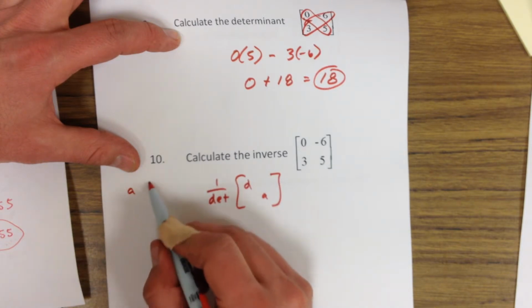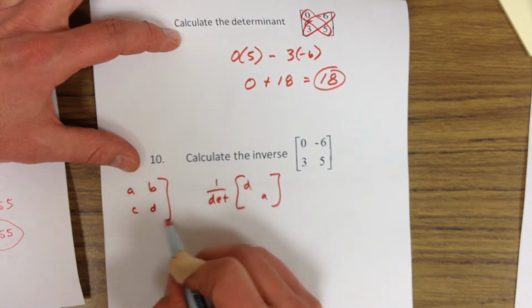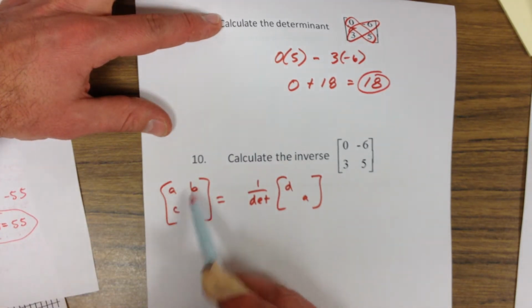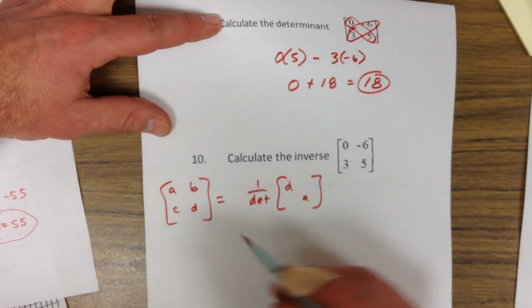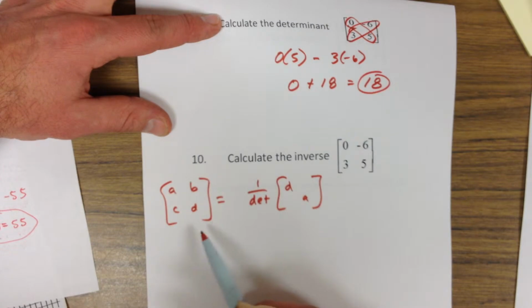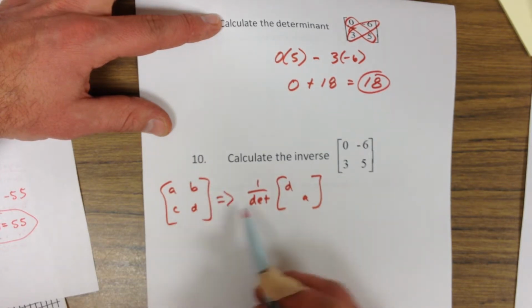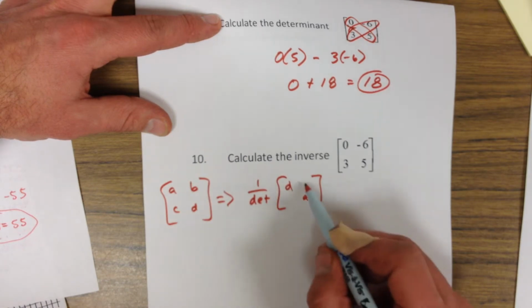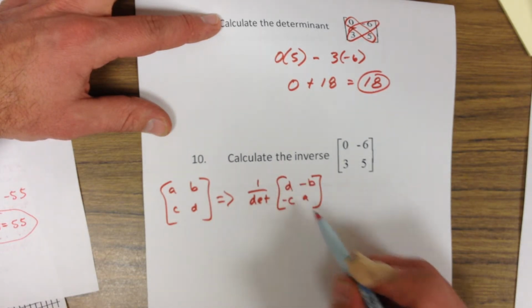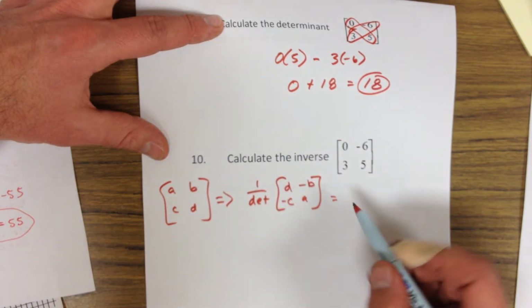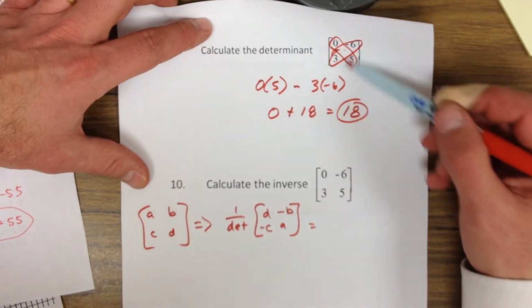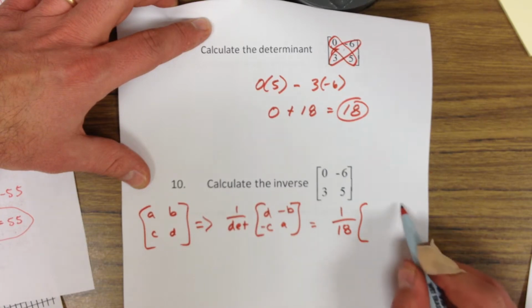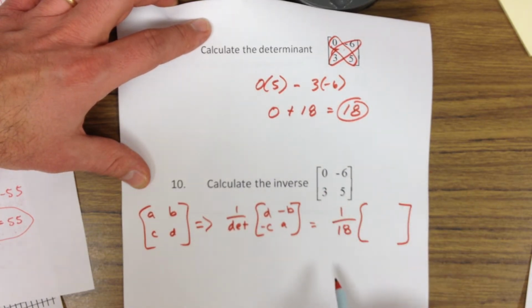Okay, so if I have the matrix A, B, C, D, all right, and I want to take the inverse of that, I do 1 over the determinant of the matrix, switch D and A, and then switch the signs of B and C. Now, you notice that these two matrices are the same, so the determinant is 18, and so we don't really need to recalculate that.